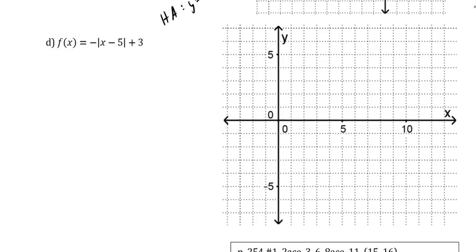Okay, one more. What do we know about this function? Absolute value function. It's got a reflection in the x-axis, so it's flipped vertically. It's got a horizontal shift to the right 5, and a vertical shift up 3. So right 5, up 3. No stretch or compression again. So that means the lines just go down at a slope of 1 and -1.